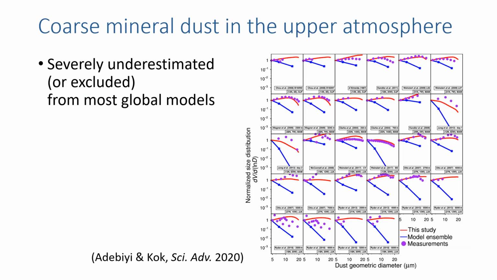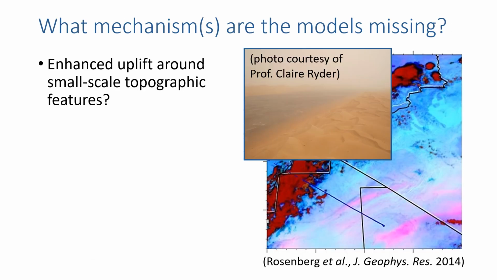However, if you turn to global models that deal with atmospheric dust, they either do not include coarse dust or severely underestimate its presence in the atmosphere. On the right is a comparison of models and observations for a series of different observation campaigns, where the blue lines representing the model ensembles are severely underestimating the measurements in a systematic way. This systematic underestimate indicates important mechanisms are missing from the models.